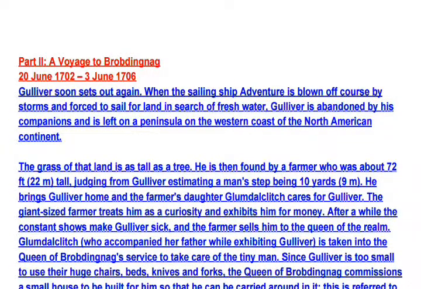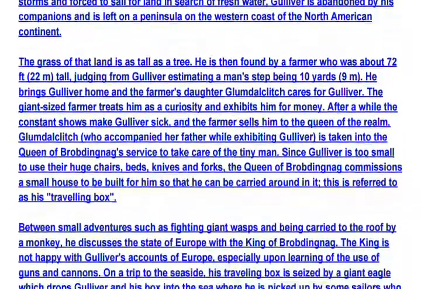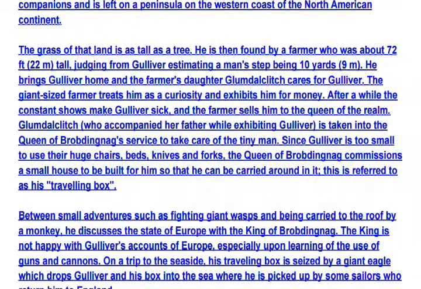So now let's talk about Part 2, A Voyage to Brobdingnag, 20 June 1702 to 3 June 1706. Gulliver soon sets out again when the sailing ship Adventure is blown off course by storms and forced to sail for land in search of fresh water. Gulliver is abandoned by his companions and is left on a peninsula on the western coast of the North American continent. The grass in that land is as tall as a tree.